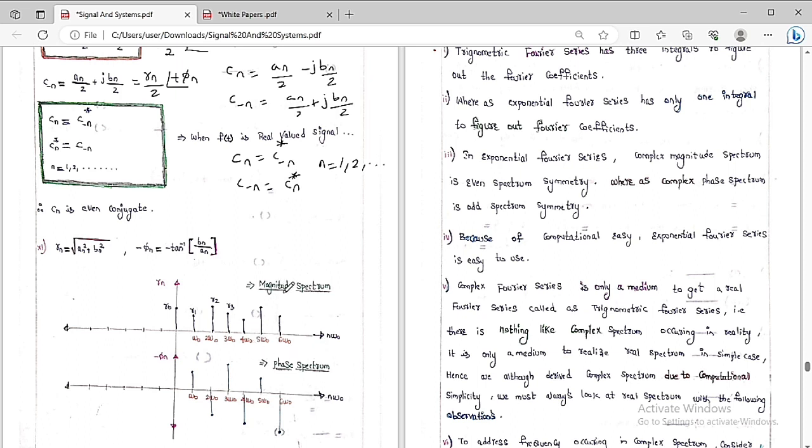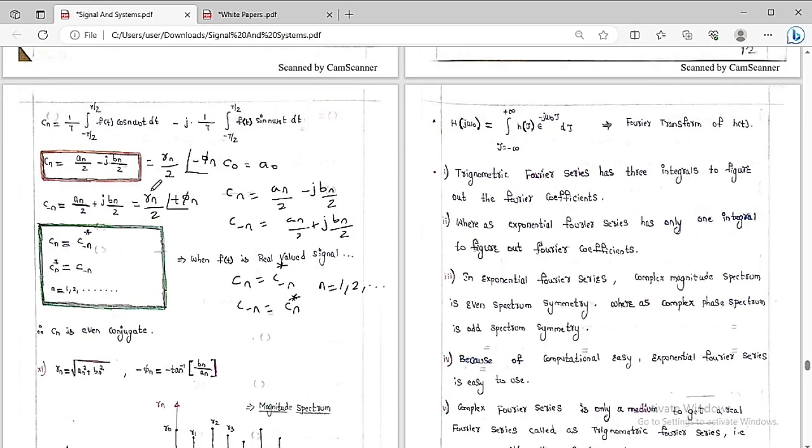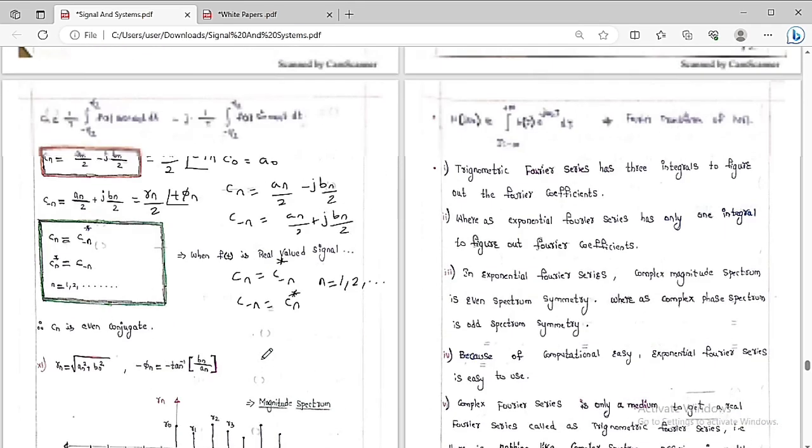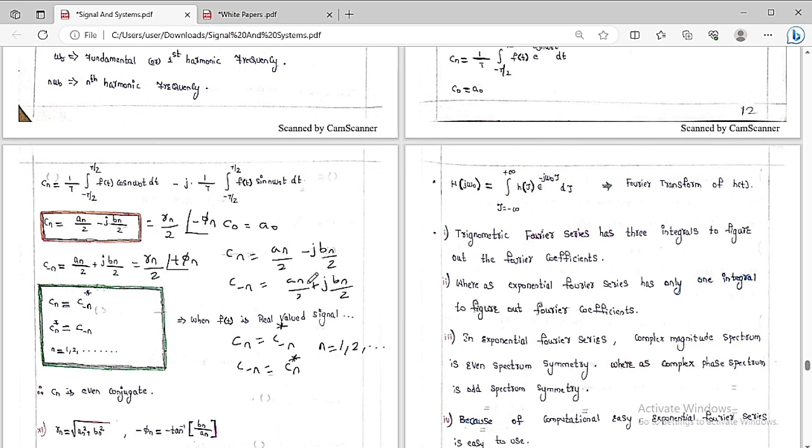The magnitude spectrum is always an even function and the phase spectrum is always an odd function. As you can see, for Cn and C of minus n, the magnitude is the same, only the phase angles are opposite in nature. So the magnitude spectrum is an even spectrum, and the phase spectrum is an odd spectrum, as you can see clearly from this picture. These things you always have to keep in your mind.